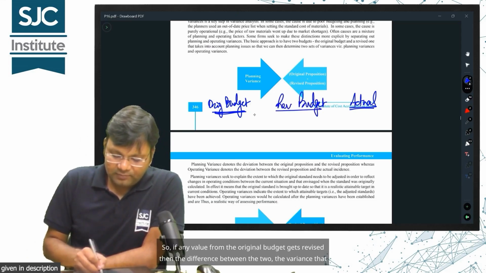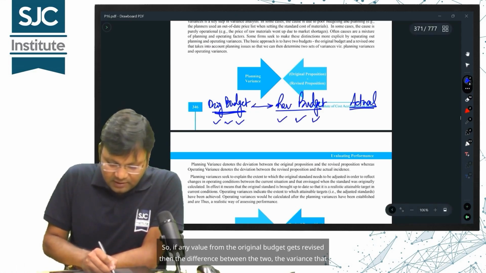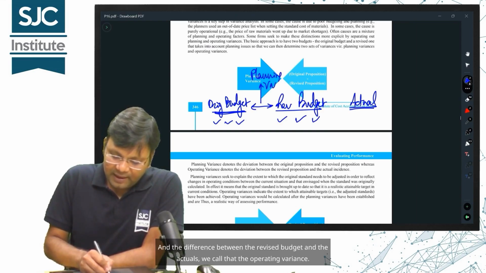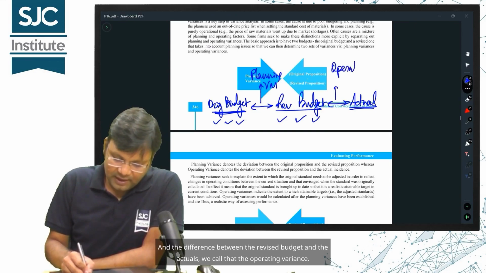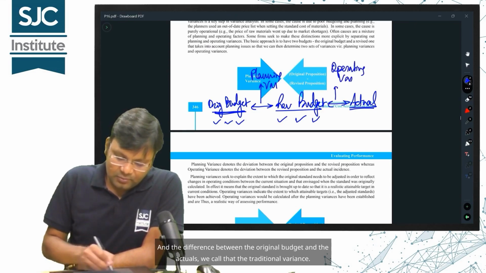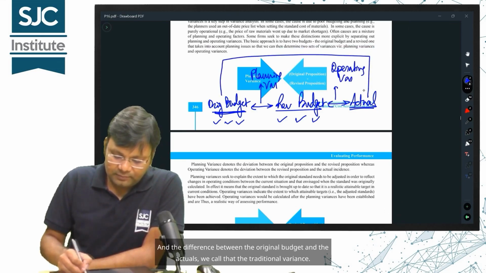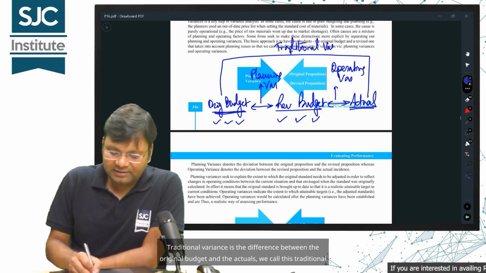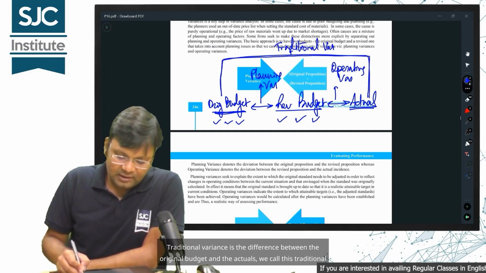So, if any value from the original budget gets revised, then the difference between the two, the variance that comes from it, is what we call the planning variance. And the difference between the revised budget and the actuals, we call that the operating variance. And the difference between the original budget and the actuals, we call that the traditional variance. What do we call the traditional variance? Traditional variance is the difference between the original budget and the actuals.